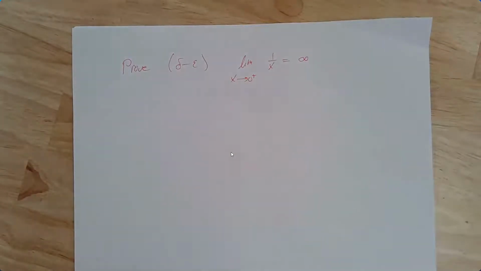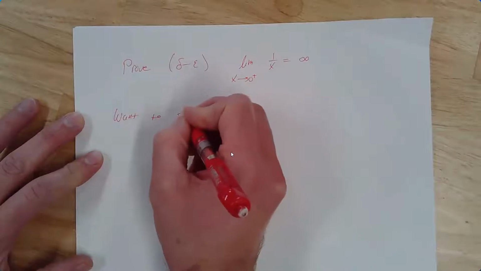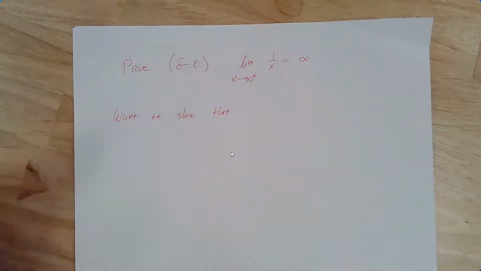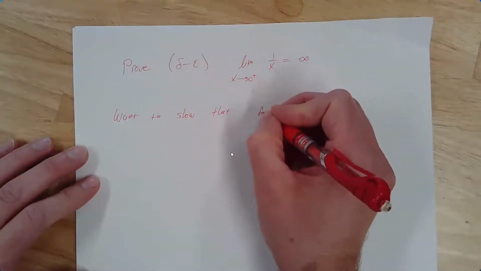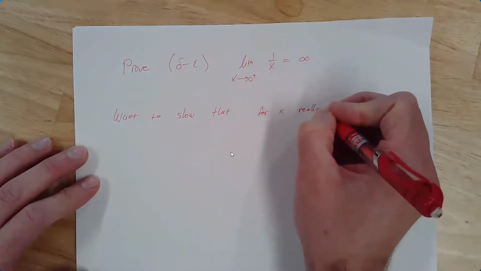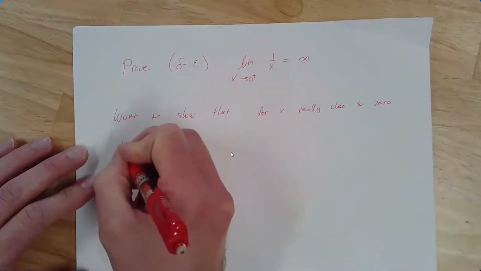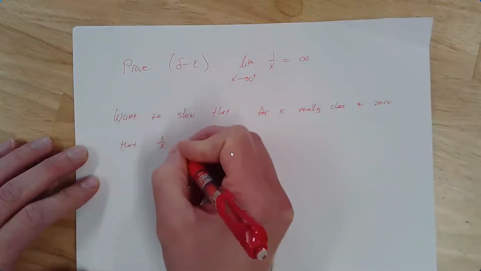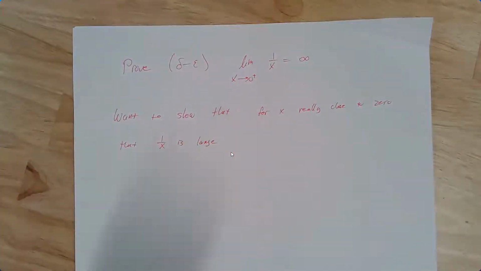So here's the idea. Here's what we want to do. We want to show that. So I'm just going to write out the words at first, and then I'm going to actually think about what I need to do mathematically. We want to show that for x really close to 0, that 1 over x is large. That's the whole idea. Now I need to be a little more specific about this.